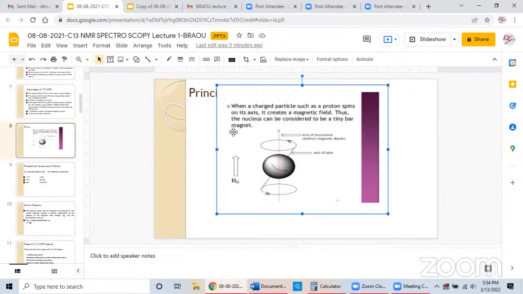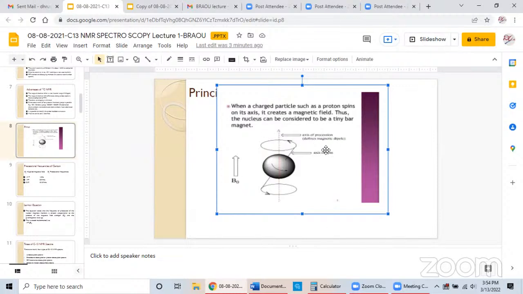For that matter, any NMR. The only thing is that here precessional frequencies differ and magnetic moments differ. They are characteristic of different nuclei. Proton has a particular precessional frequency, C13 has a different precessional frequency, and F19 has a different precessional frequency, and therefore they come to resonance at different radio frequencies.